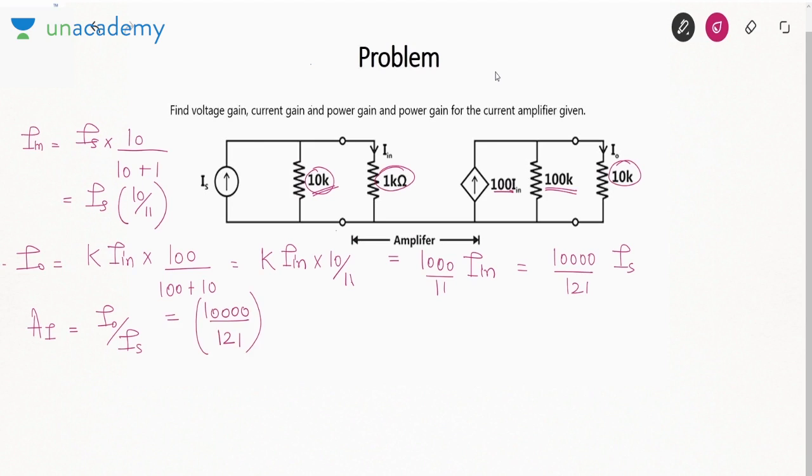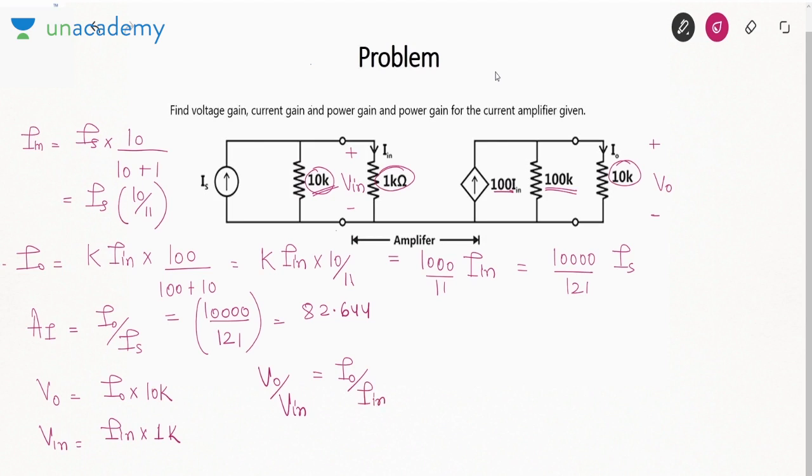Okay, so what value will it come out? Check it once. 10,000 divided by 121 will come out to be 82.644. Now if you want to find the voltage gain, this is V0 and this is Vin. V0 is simply I naught into 10 kilo ohm. Vin is I in into 1 kilo ohm. If you take the ratio of V naught by V in, it is I naught by I in into 10 by 1, that is 10.